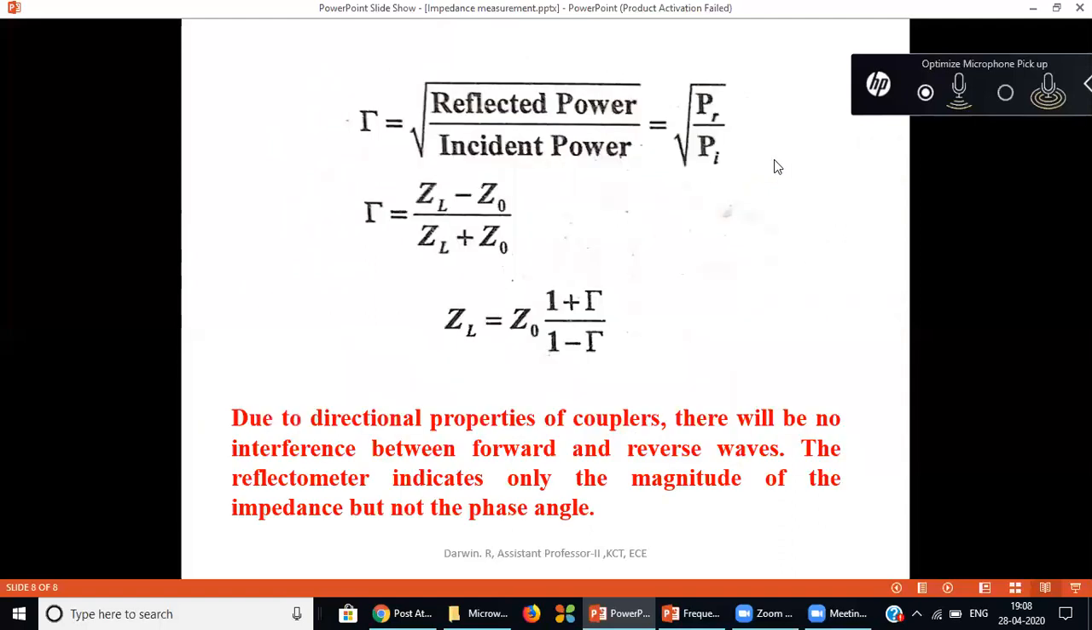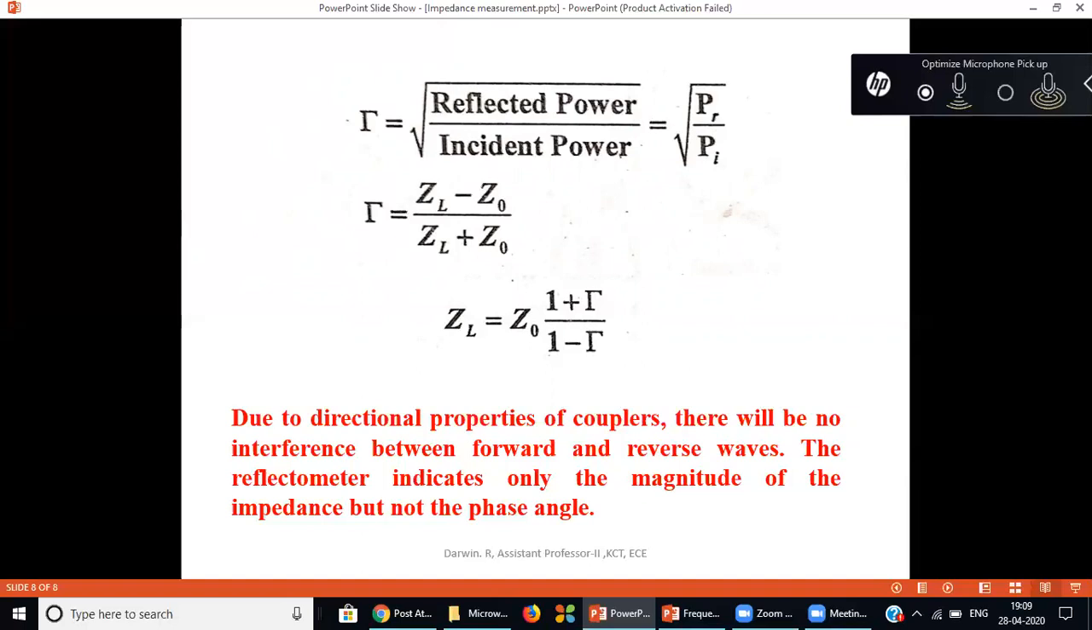You all know the formula is the root of reflected power by incident power. Okay, so if you know the reflection coefficient, directly substitute in ZL, which is the load impedance, and you can find the value. And also in the second method, the reflectometer method, we may get a doubt like, will there be any interference between this forward and reverse phase? There will not be any interference between these two due to the specific properties of the directional coupler.